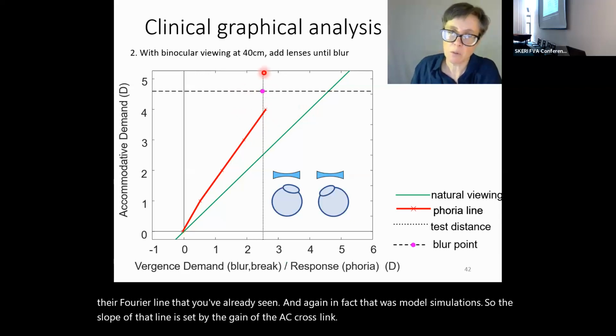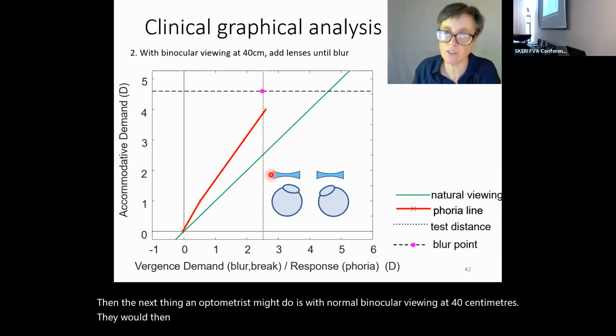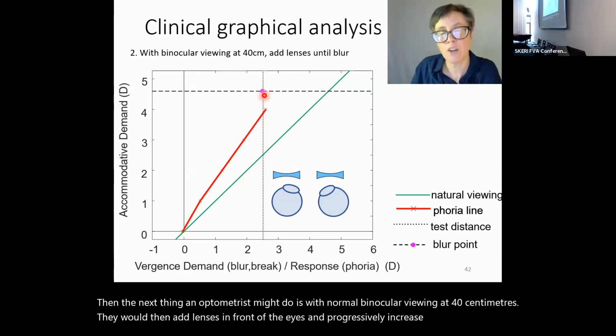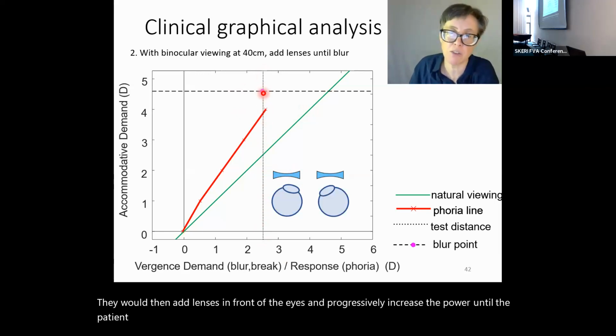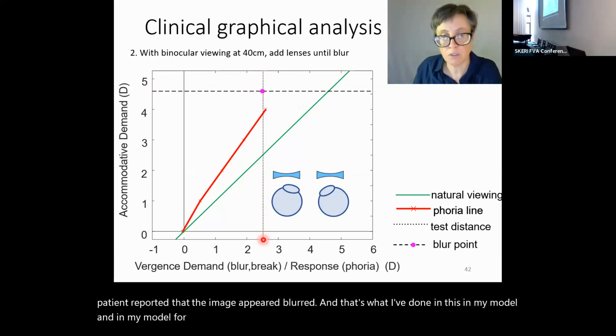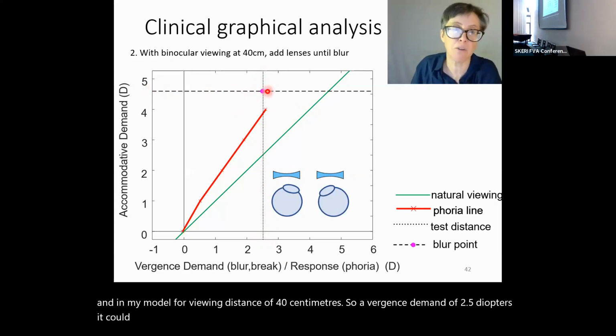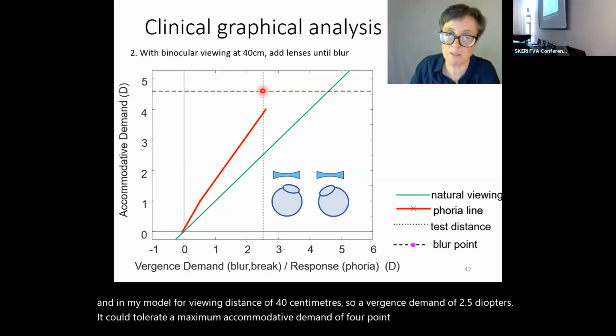Then the next thing an optometrist might do is, with normal binocular viewing at 40 centimeters, they would then add lenses in front of the eyes and progressively increase the power until the patient reported that the image appeared blurred. And that's what I've done in my model. And in my model, for a viewing distance of 40 centimeters, so a Vergence demand of 2.5 diopters, it could tolerate a maximum accommodative demand of 4.5 diopters before it experienced blur.